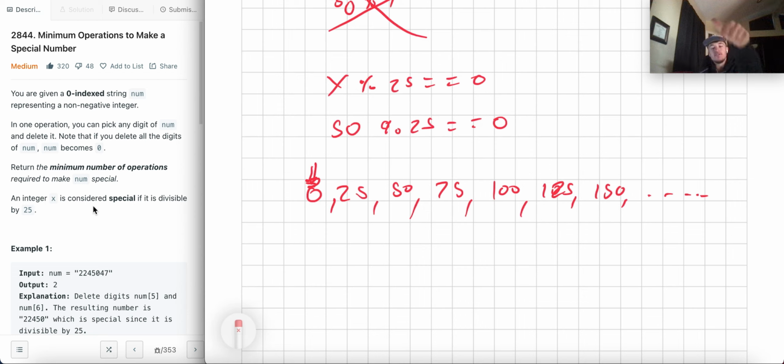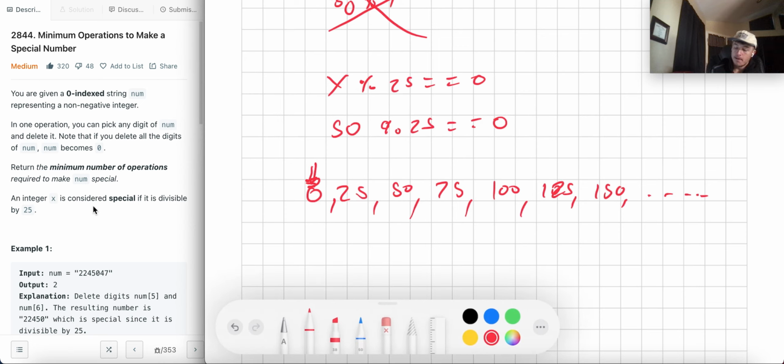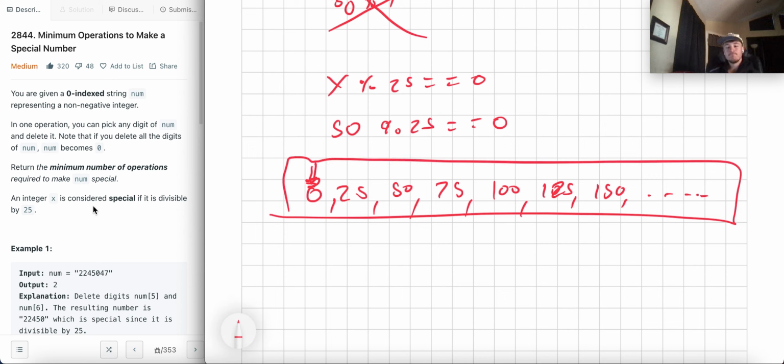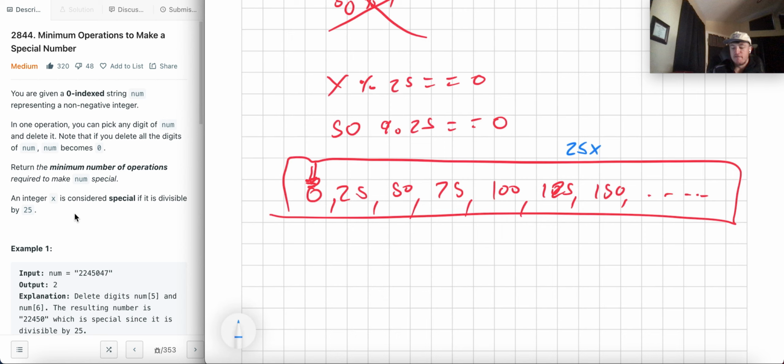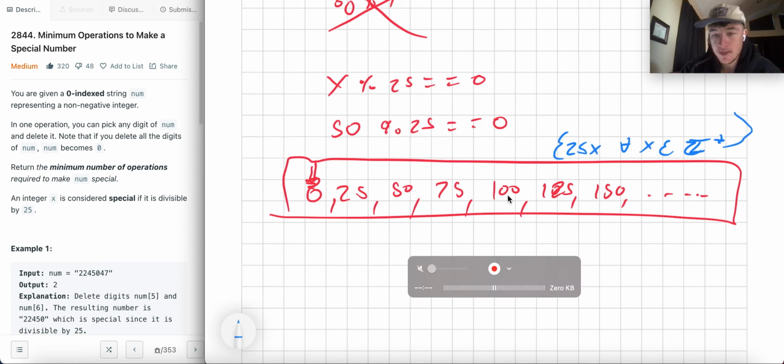Okay, so 0, 25, 50, 75, 100, 125, 150, 175, 200, 225, 250. I could be here to the end of time telling you about numbers that are divisible by 25, but that's the pattern, right? I could say this in formula language. To be divisible by 25 is 25x, for all x in the non-negative integers or whatever that is. But this is basically what that means: 0, 25, 50, 75, 100, 125, 150, all the way until the end of time.